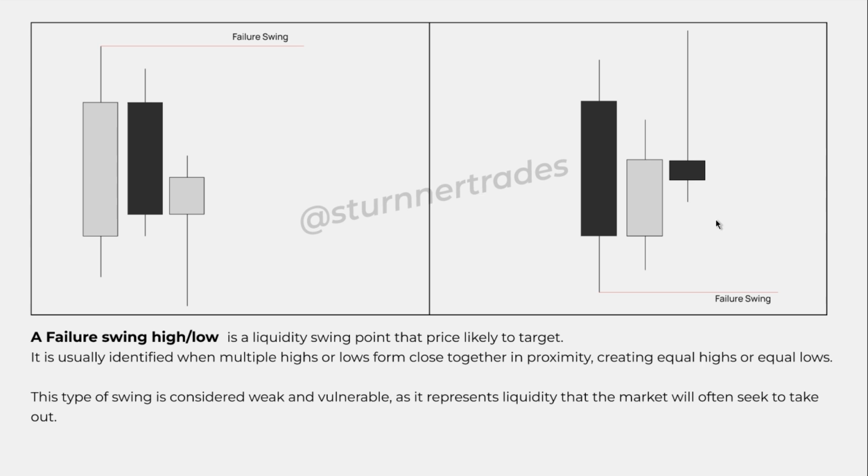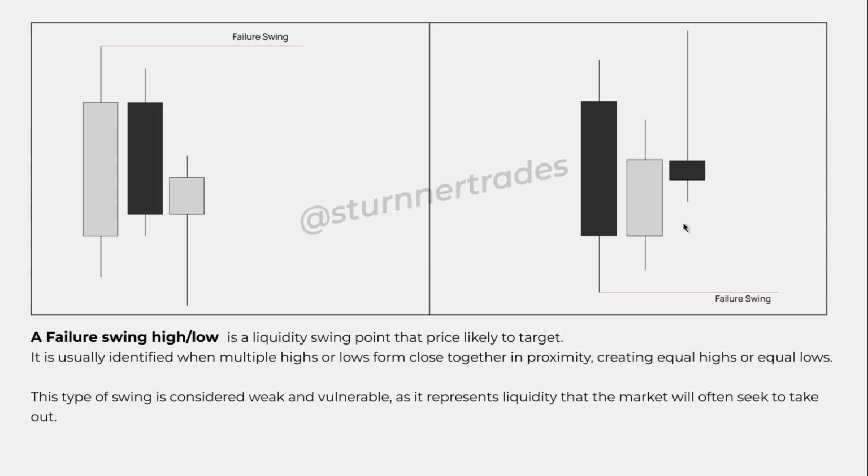Instead of being a level we expect to hold, it's a level that's vulnerable, meaning price is more likely to target and take it out. You can usually spot a failure swing when multiple highs or lows form very close together. This shows up as equal highs or equal lows, and that cluster of levels becomes obvious liquidity sitting in the marketplace.